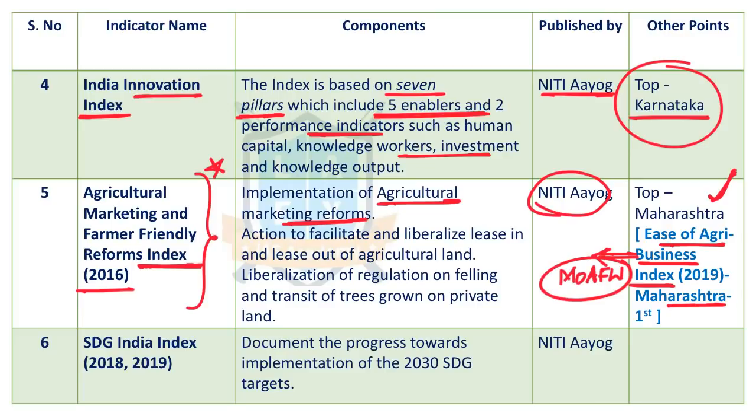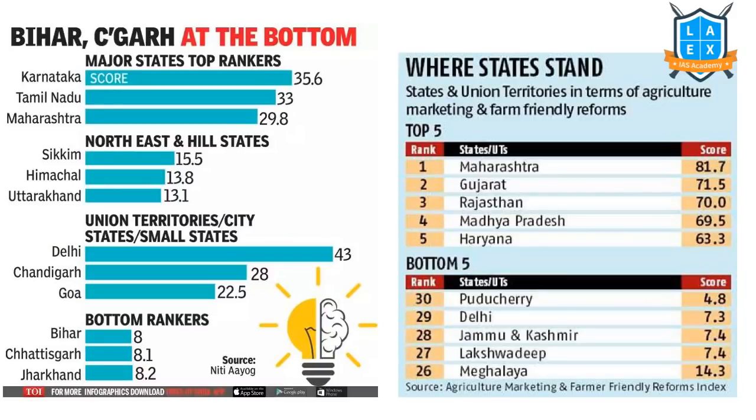Remember, that's important. Now, SDG India Index was released first time in 2018 and second time in the last year, 2019. This is to measure the progress of Indian states in achieving the 17 goals of SDGs. This is released by the Niti Aayog. Let us understand what are the components in it. Before that, let us understand the states that are performing well in India Innovation Index.